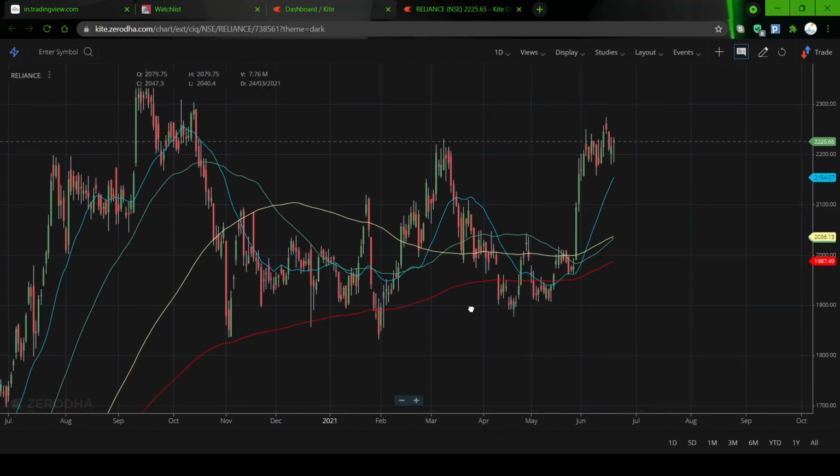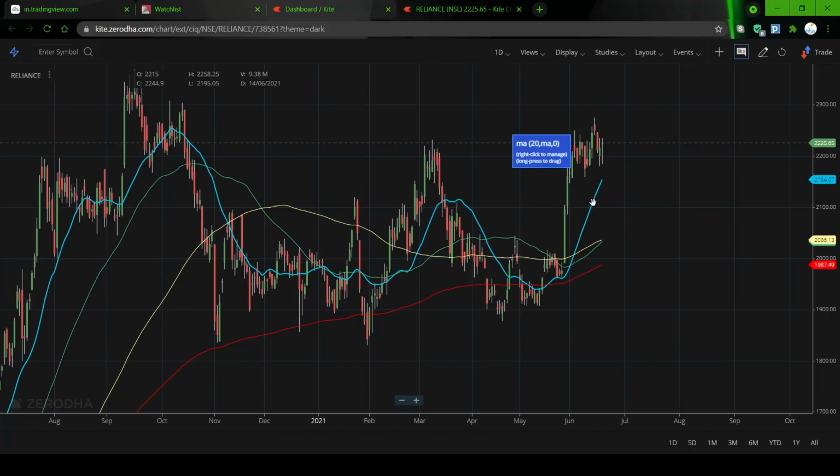So right now this is the 20 moving average, blue color; 50 moving average, green color; 100 moving average, yellow color; and the 200 exponential moving average is red color. To take the position, or to decide the stock is good for an uptrend, you have to ensure that the stock price is above all the 4 moving averages and the moving averages are below that.